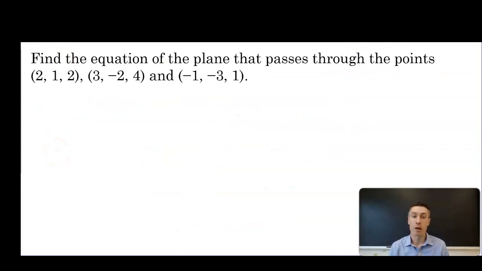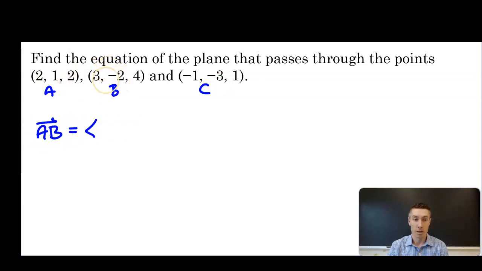Next example, find the equation of the plane that passes through the points 2, 1, 2, 3, negative 2, 4, and negative 1, negative 3, 1. So this is our example that starts with 3 points. Now, we still have our same goal. We need a normal vector and a point to be able to define the equation of the plane. So if we call these points A, B, C, we can find 2 vectors between the 3 points. So let's say we find vector AB.